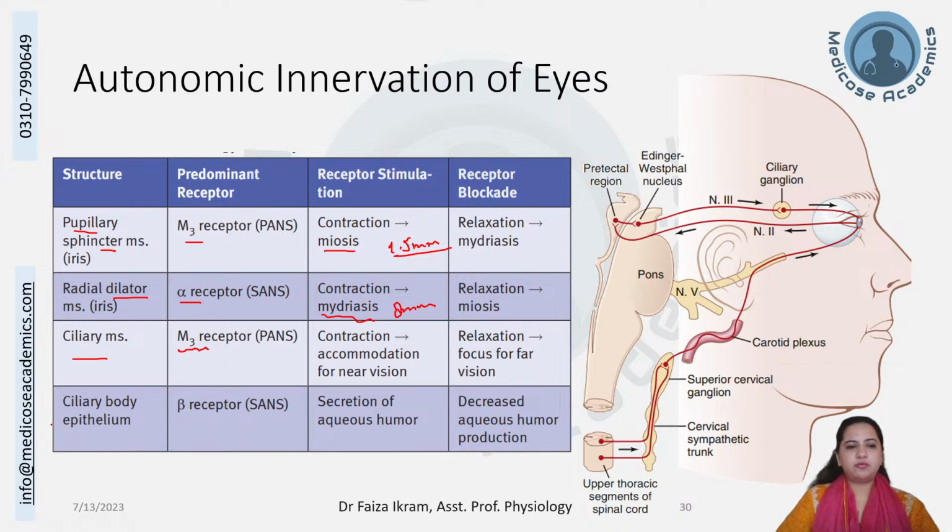Lastly, the ciliary body epithelium we discussed in the context of aqueous humor in our first session. These are stimulated by sympathetics, which stimulate the secretion of aqueous humor. So if there is glaucoma, you can give an antagonist to these beta receptors to decrease the secretion of aqueous humor. Either give beta blockers or give parasympathomimetic drugs to decrease the intraocular pressure in glaucoma.